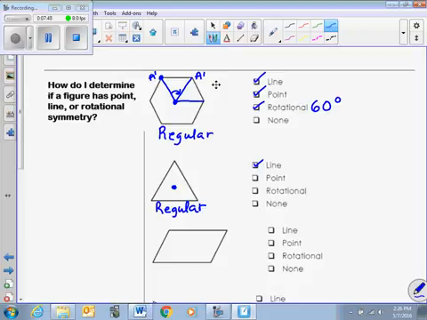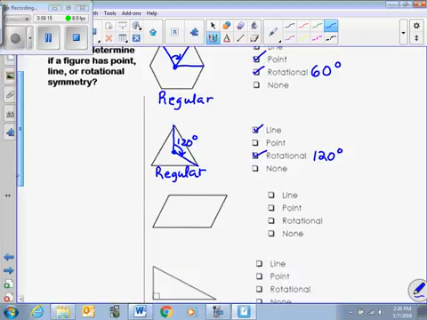Do I have rotational symmetry? Indeed I do, because once again, look here. If I rotated this triangle 120 degrees clockwise or counterclockwise, then since it is equilateral, it would be mapped onto itself. So I do have line symmetry and rotational symmetry there.